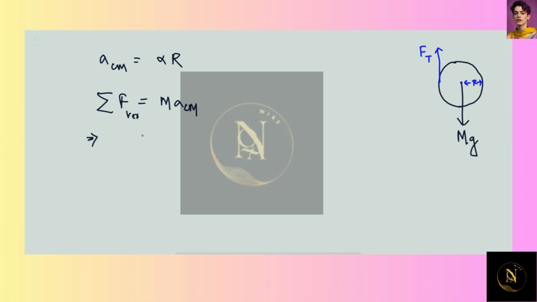So this will be equal to mg minus the tension force, which is acting opposite to gravity, and we are assuming the hoop moves downward. That's why we took mg to be positive and Ft, the tension force, to be negative.